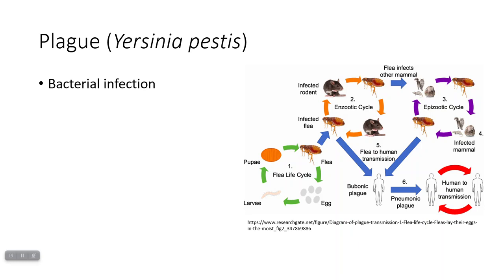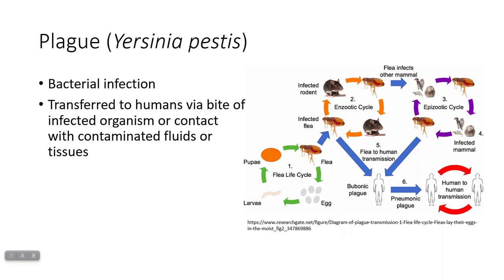What you probably haven't heard of is the bacteria that causes it. It's called Yersinia pestis, and it is transmitted to humans usually by the bite of an infected organism. A lot of times, those are fleas. So, fleas are the most common vector that pass along the plague. And that can also be passed from human to human if humans come in contact with contaminated fluids or contaminated tissue from somebody who has been infected.